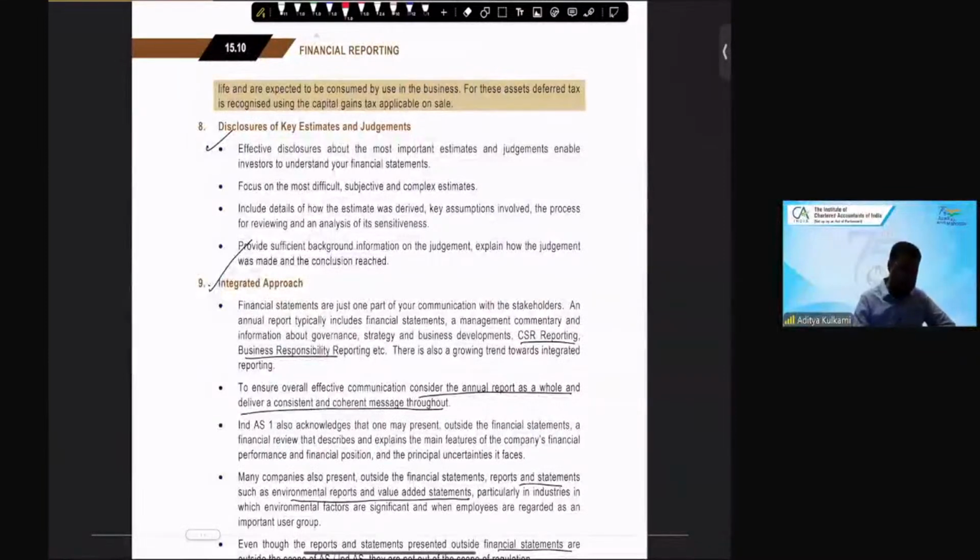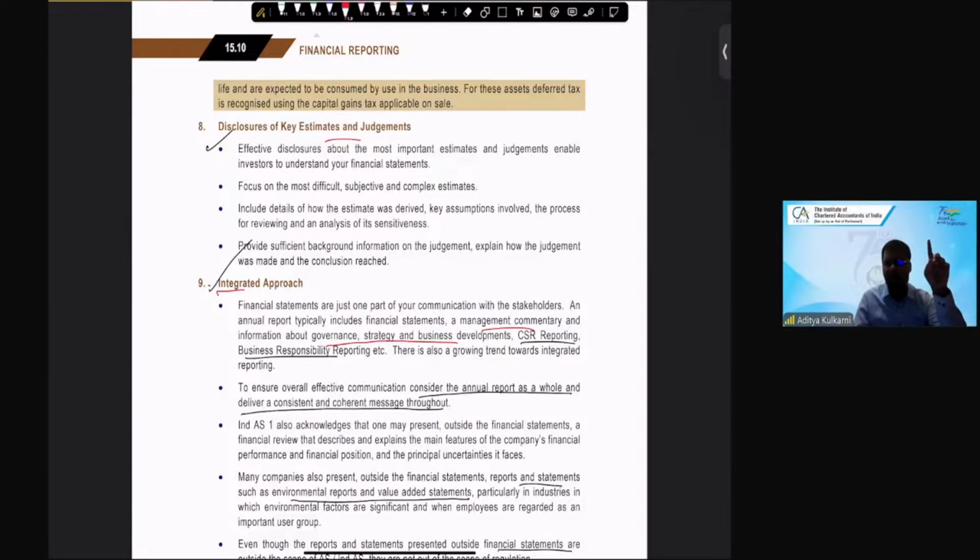Next, key estimates and judgments. And then we are currently following an integrated approach, where we not only disclose the financial results, but we also integrate it with our management discussions, right? You would have read the annual report presentation, or what is uploaded on the entity's annual report, that includes management commentary about governance, strategy, and business developments, CSR reporting, business responsibility reporting, sustainability reporting, etc. So all these things put together becomes your annual report. So that is the whole thing.